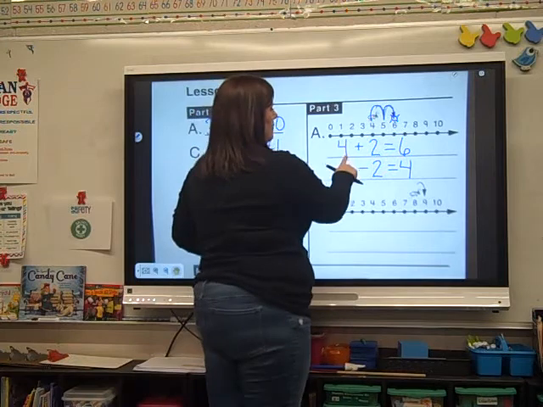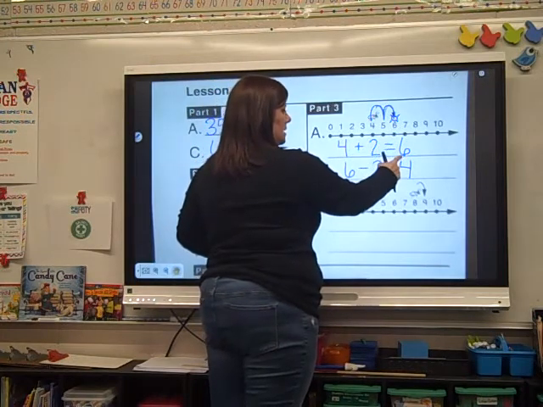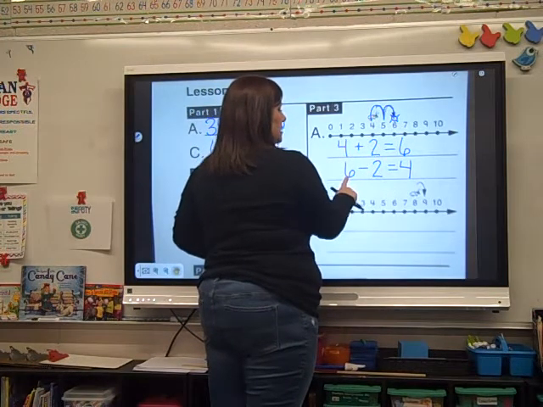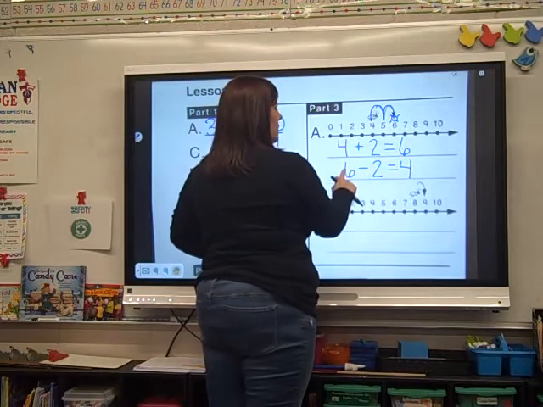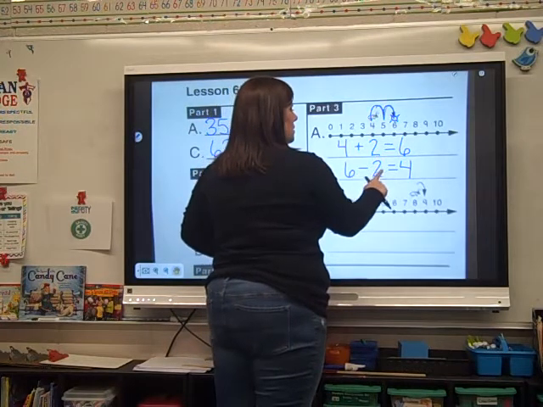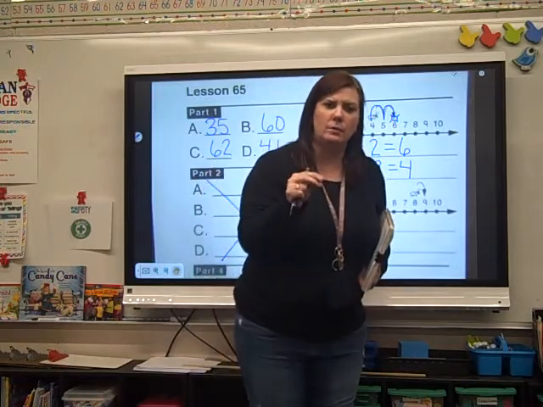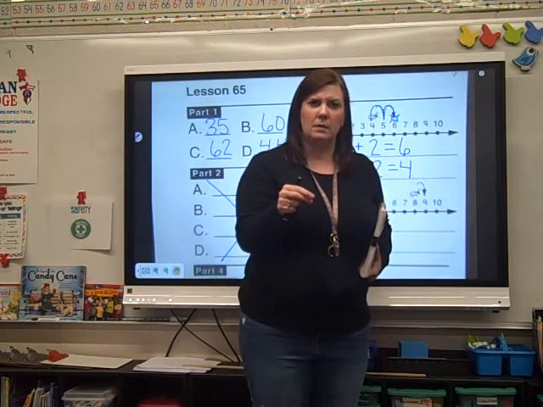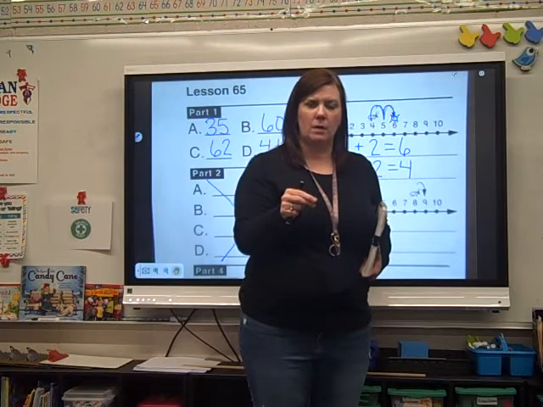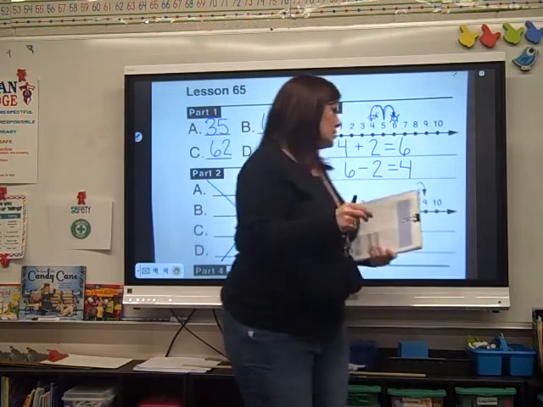All right? So those are our fact family facts. Okay? 4 plus 2 equals 6. But then I can turn it around and do a subtraction problem. 6 minus 2 equals 4. Those are like the problems you do on reflex, okay? It's the same thing, all right? Okay, let's try one more.